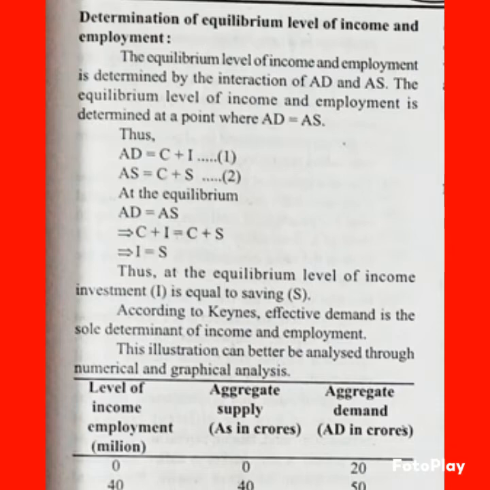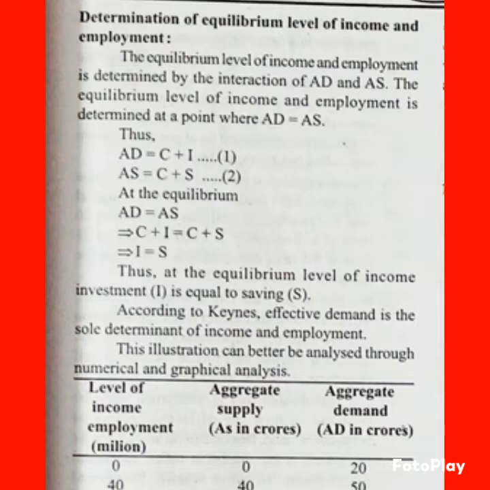You can see here. Then you have to make a table of aggregate demand and aggregate supply in relation to the income of a country, supposed income. Then you have to describe the table and find out the point at what income level AD is equal to AS. The same thing you have to show in the diagram also.